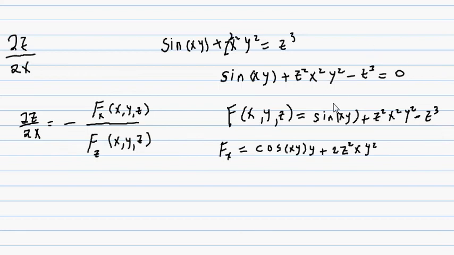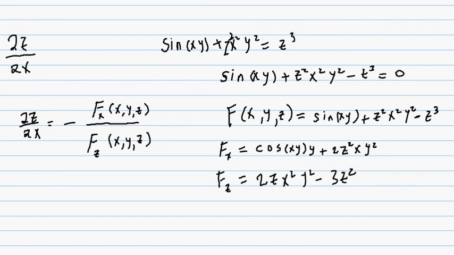And then I have to find the derivative of this function f in respect to z. And I will do precisely that. Okay, so this does not involve the z variable, so this is just going to become 0. Here we're going to have then 2z x squared y squared, and then we're going to have here minus 3z squared. So there I have it.